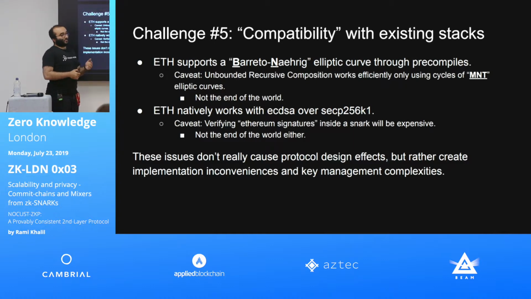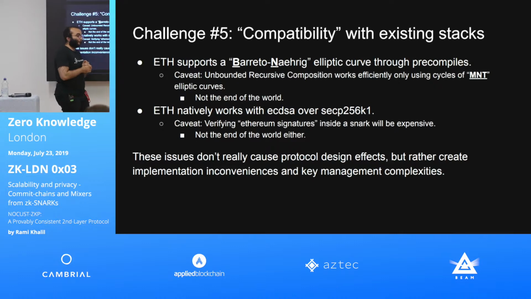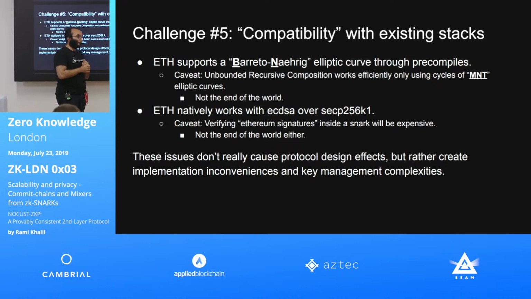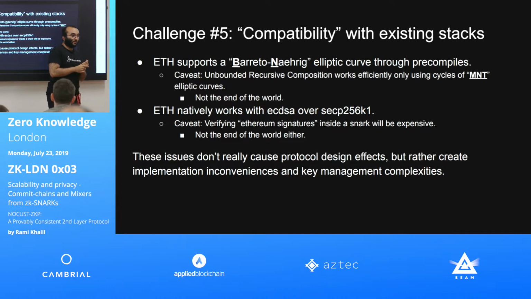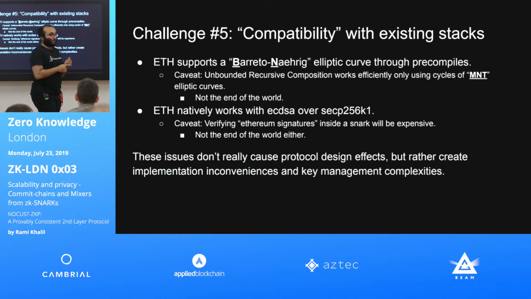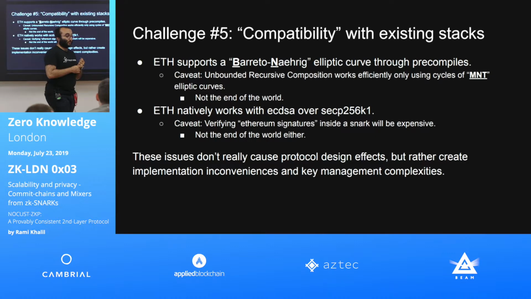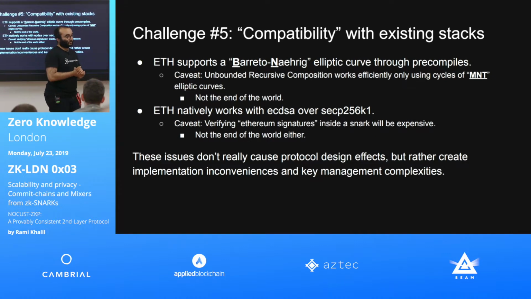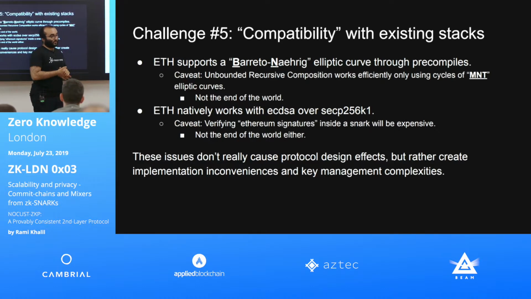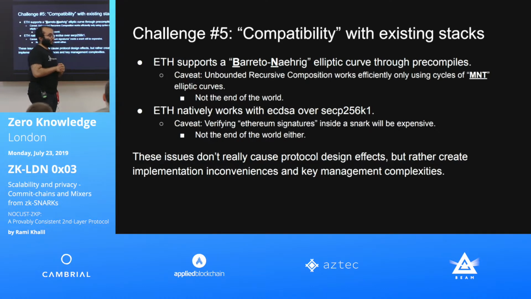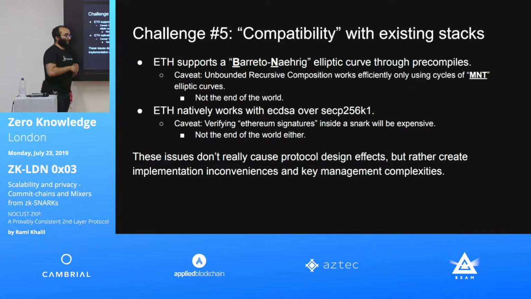There are only precompiles for... You mentioned recursive depth. How much are you offering for recursive depth? Is it infinite, or do you have a limit for that? No, we're using the cycles of curves that let you do unbounded composition. I believe there is a protocol that is using limited depth, but I don't recall it fully at the moment.